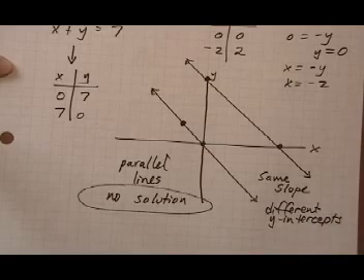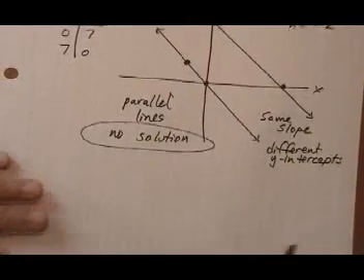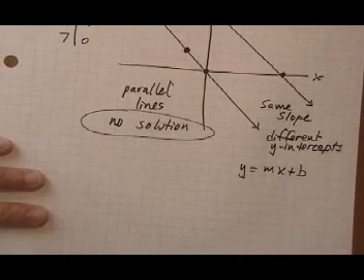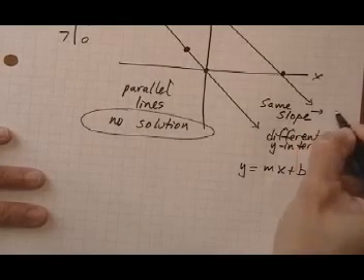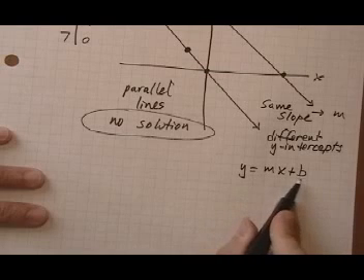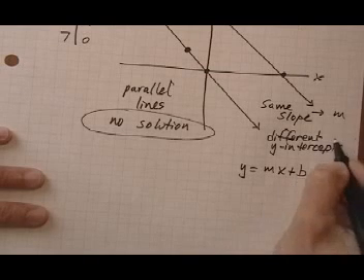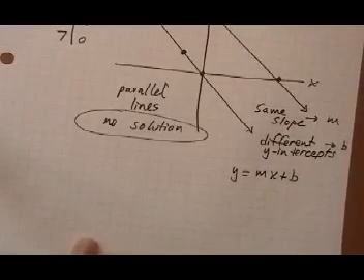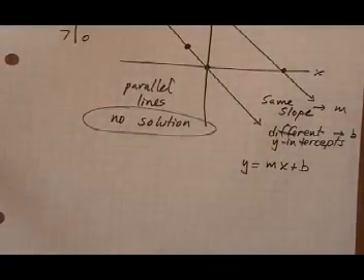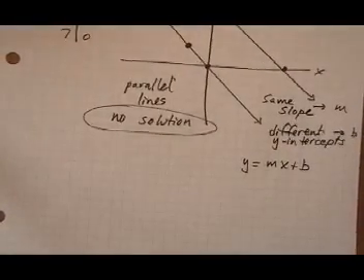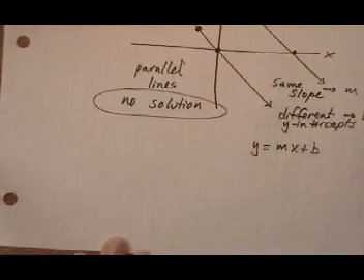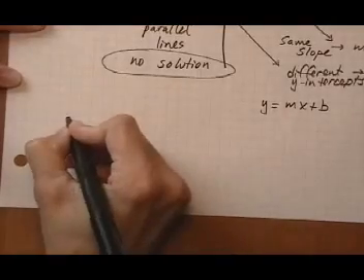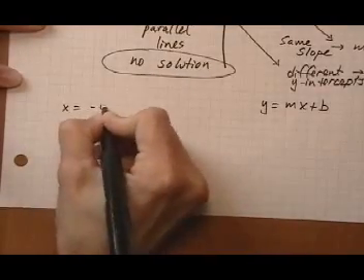Now if you remember from the slope-intercept form of the equation, y equals mx plus b, same slope would mean the m values are the same. Different y-intercepts would mean the b values are different. So what you can do is solve each of the equations and put it into the mx plus b form. So let's go ahead and do that and double check to see that we get the same slope with different intercepts. First equation was x equals minus y.